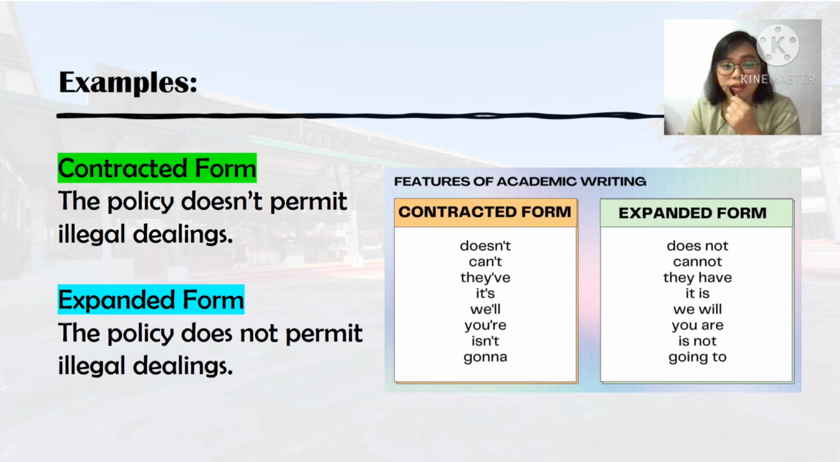Let's look at the following sample sentences. Under contracted form, we do not say, the policy doesn't permit illegal dealings. To make our writing more formal, we use the expanded form: the policy does not permit illegal dealings.